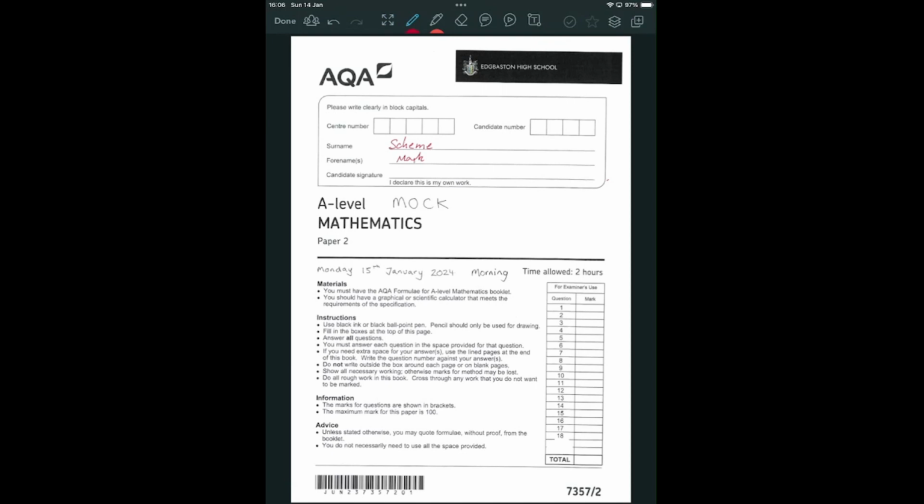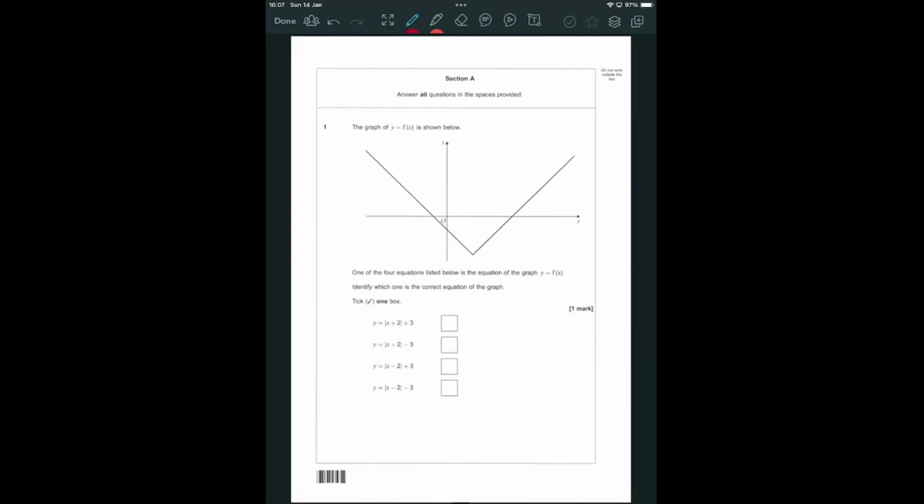This is mostly a blind work through of the paper. I have most likely seen these questions before and will remember some of them, but hopefully most of this will be first reactions to a lot of these questions. Our first multiple choice question, we have a graph of y equals f of x.